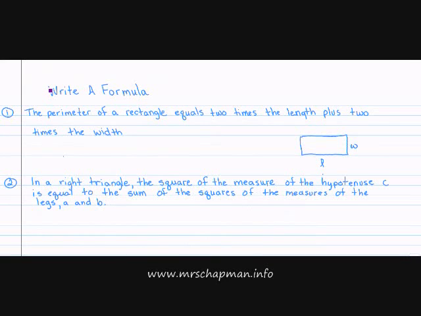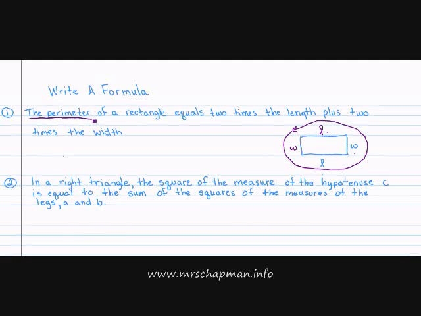Let's take a look at how to write a formula from a verbal sense. Number 1. The perimeter of a rectangle equals 2 times the length plus 2 times the width. They're going to use a picture. Always draw a picture. I have length, so therefore this is my length. Width, and this is my width. Perimeter is the distance around an object, so it'd be your length plus width plus length plus width. Hence, I have 2 lengths and I have 2 widths. So even if you don't know that, let's take a look at what it tells us.